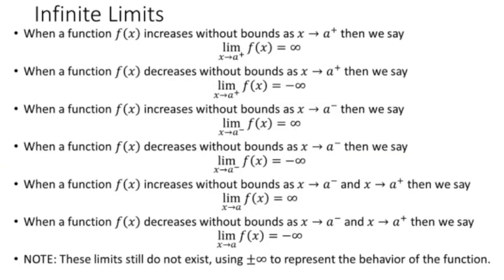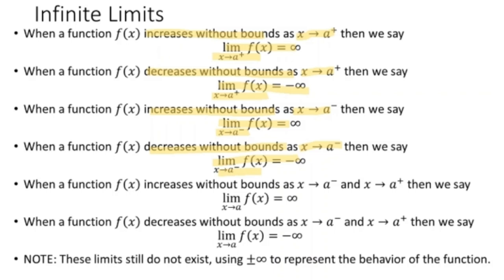This next slide goes over when we should use infinite limits. To start, whenever our function is increasing without bounds, whether x is approaching a from the right or the left, that's when we say the one-sided limit is infinity. On the other hand, whenever our function decreases without bounds as x approaches a from the right or left, that's when we say the limit will approach negative infinity. Infinity and negative infinity are not numbers. Our limits here still do not exist. We are just describing the reason why they do not exist. We are describing the behavior of our function as x approaches a from the right or left.